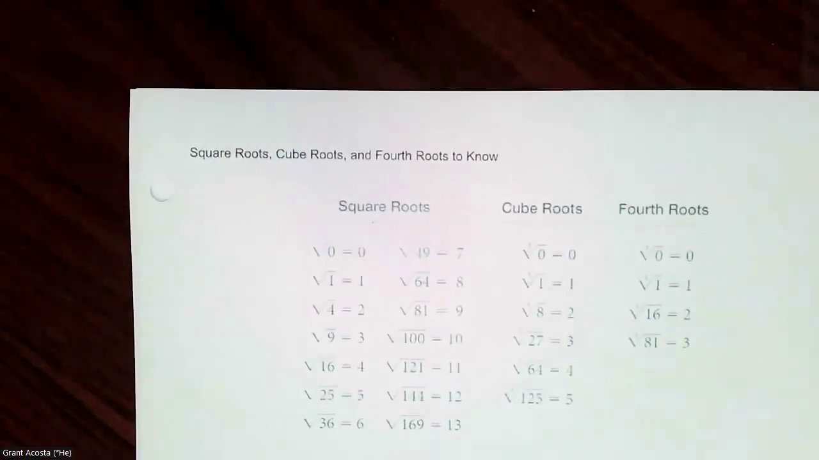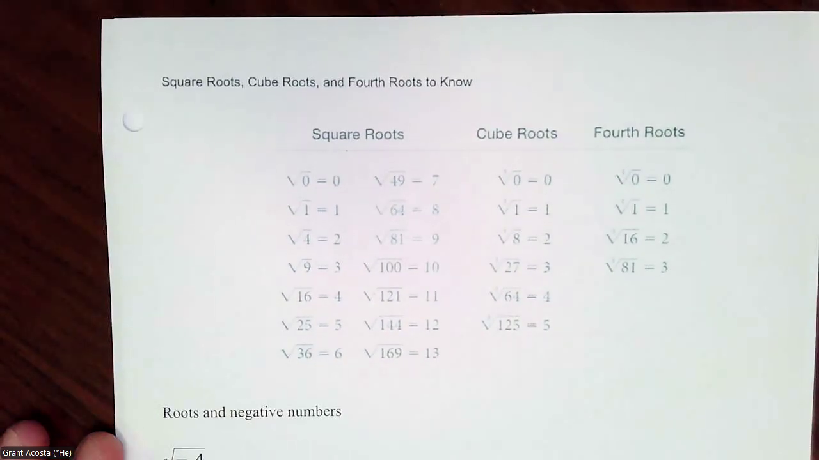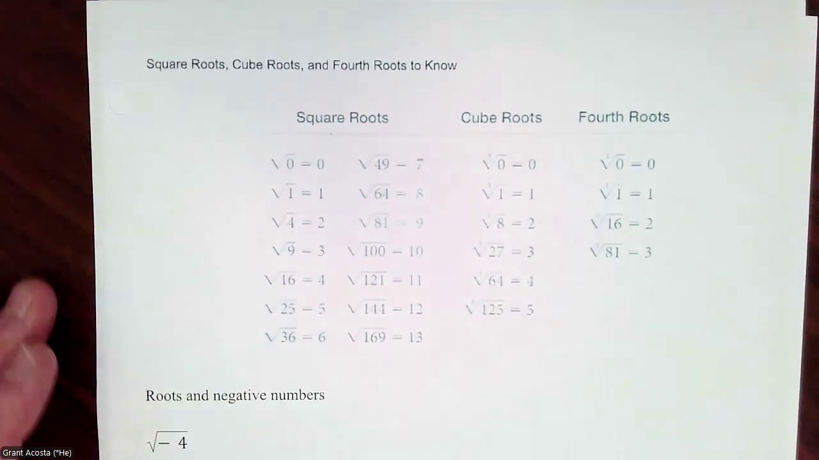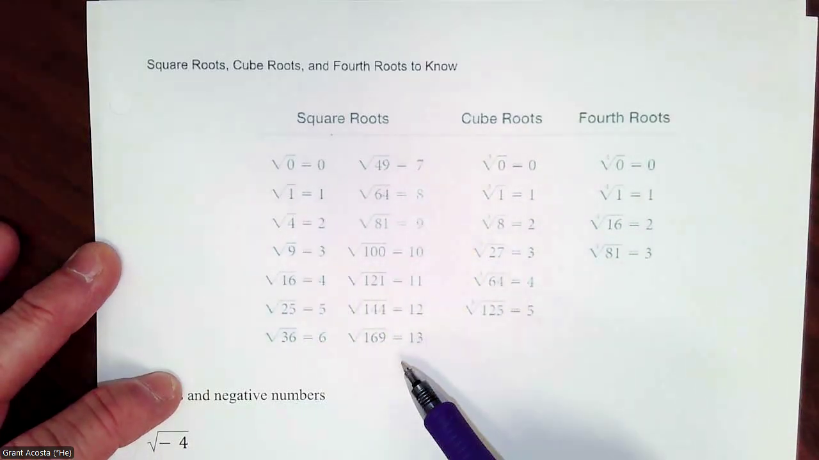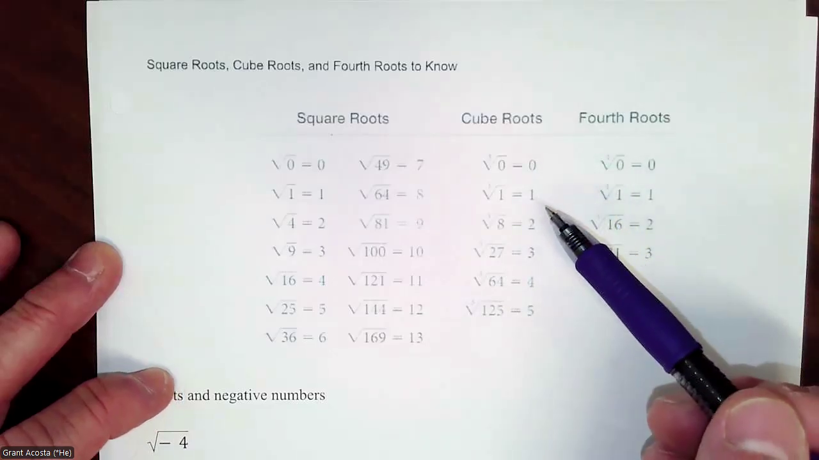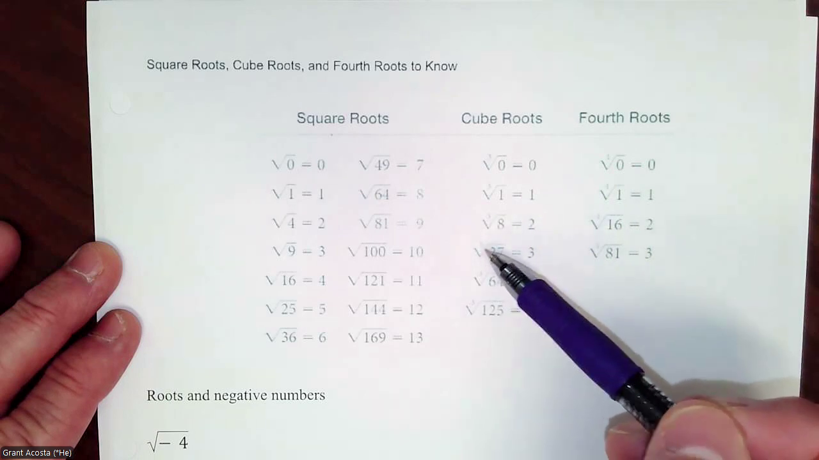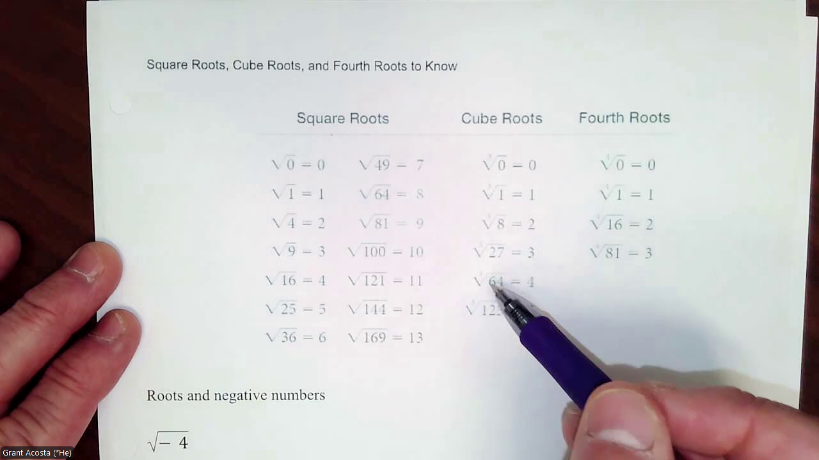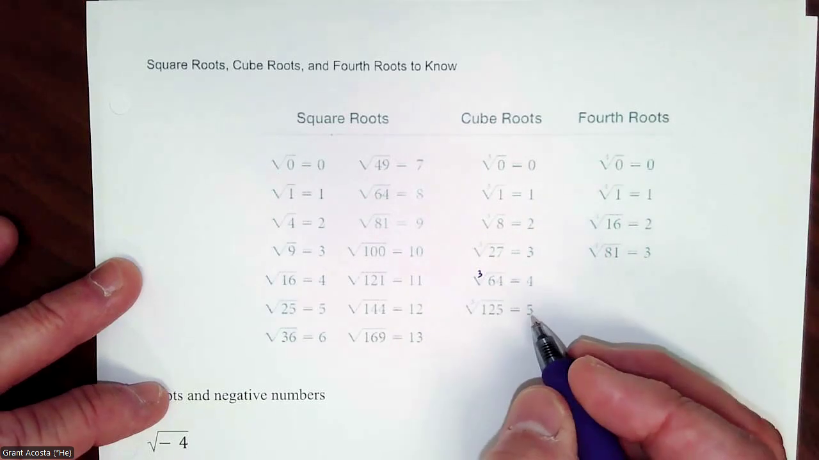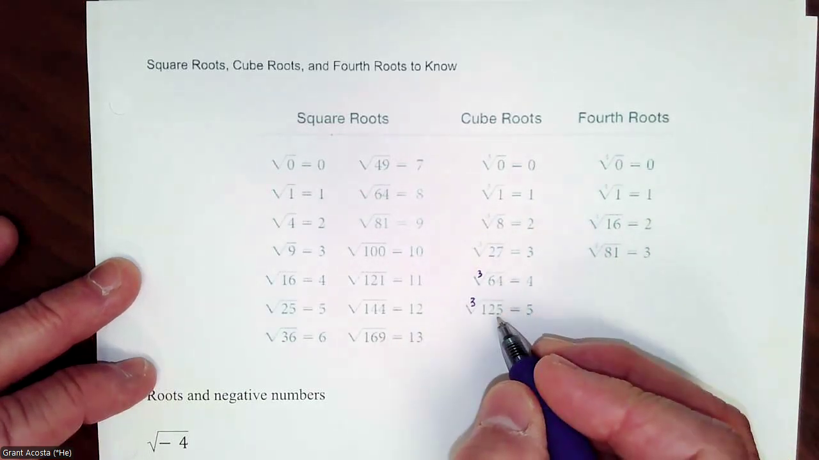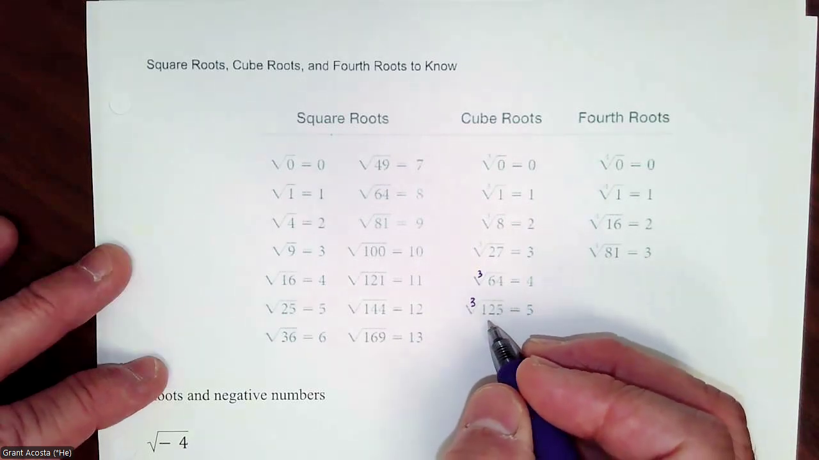Maybe I should have started with this, but since we're doing square roots and cube roots, it's probably good to review your perfect squares and your perfect cubes, maybe even perfect fourths. So most of you probably know your squares. There's a list of those. Cube roots, because 2 cubed is 8, the cube root of 8 is 2. Because 3 cubed is 27, the cube root of 27 is 3. The cube root of 64 is actually 4, so 4 times itself 3 times is 64. And I think I used this one as well. The cube root of 125 is 5, because 5 times itself 3 times is 125.